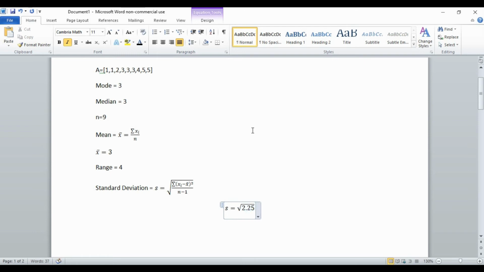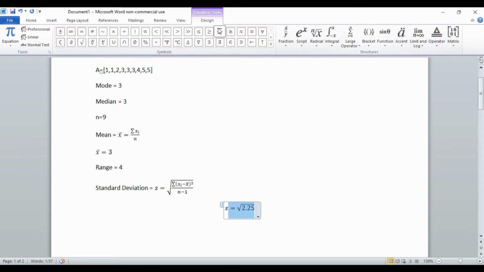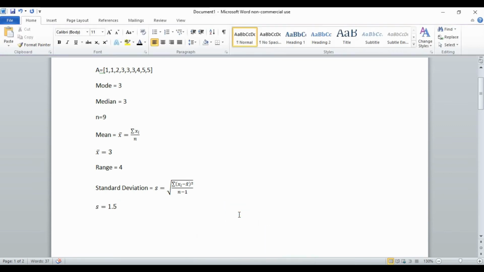And so then the square root, and I don't have to, but I'm going to change up my symbols here. The square root of 2.25 is, oh man, this is totally by luck, but it is exactly 1.5. It is exactly 1.5, and so then that's going to be my standard deviation. Okay. So that's your process.